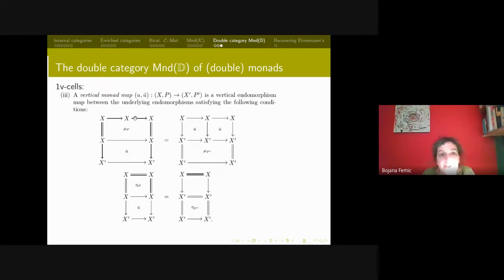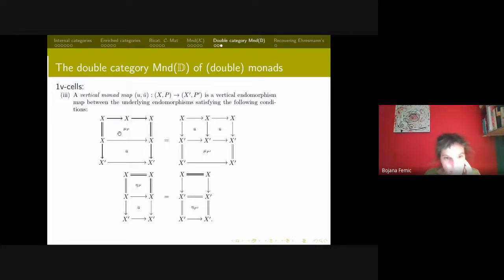And now vertical monad maps between two monads, one (X, P), the other (X', P'). Don't read the text, just follow my words and the diagrams. So first you apply this two-cell mu from PP into P.